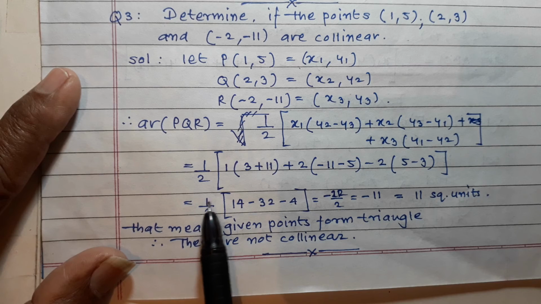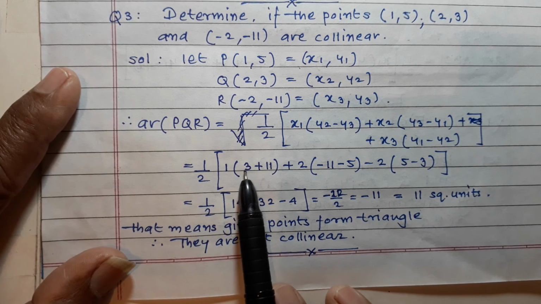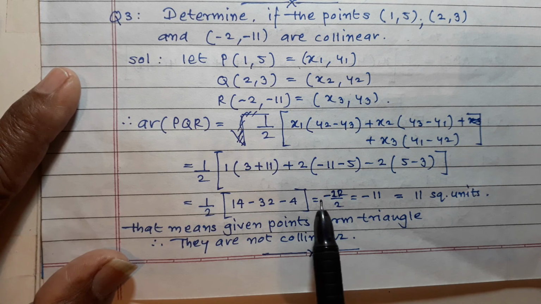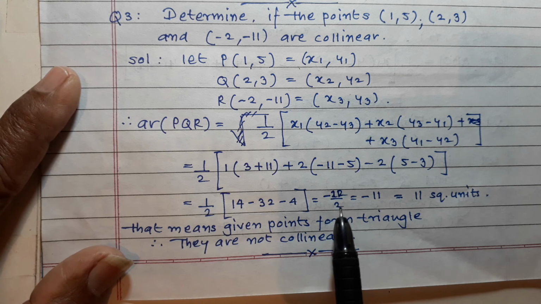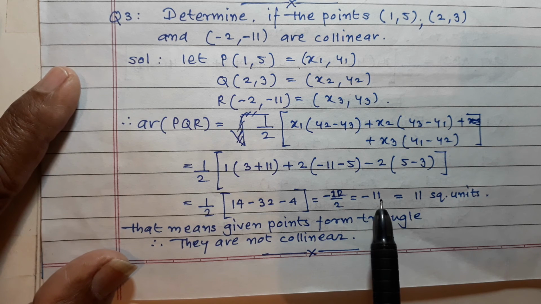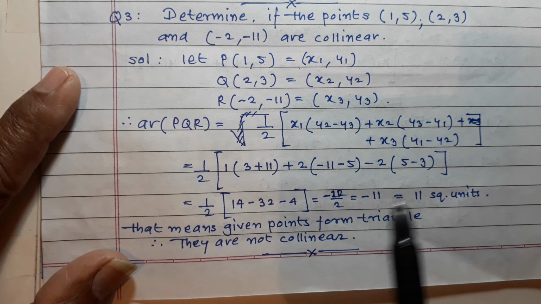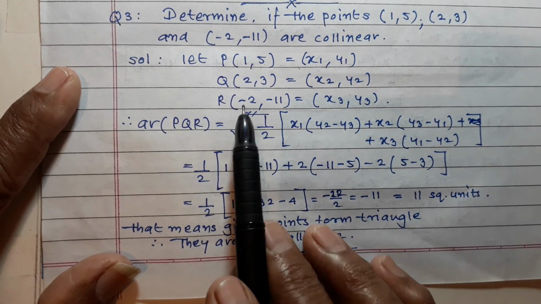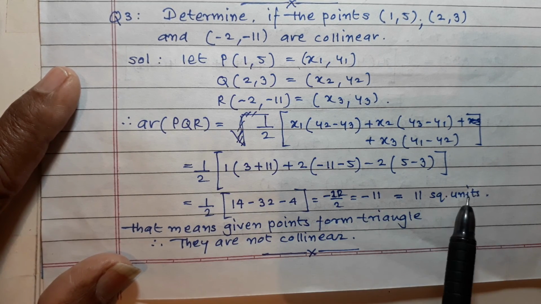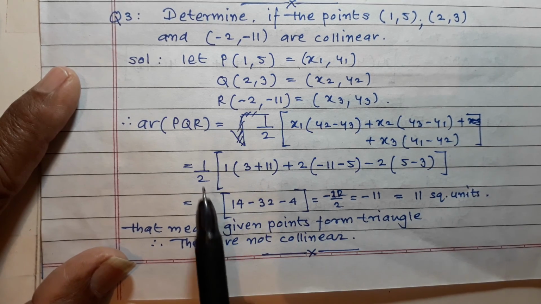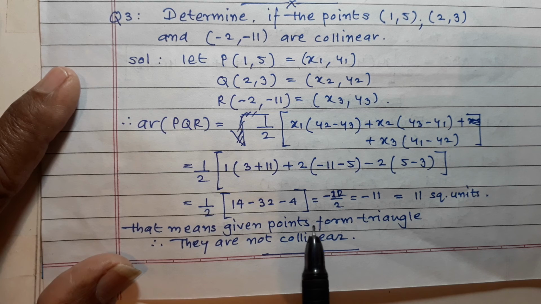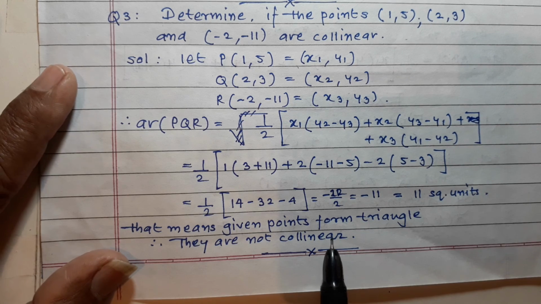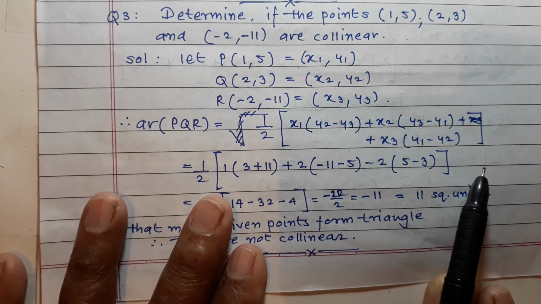If you simplify this, you will get 1 upon 2 into bracket 14 - 32 - 4. Simplify this, you will get -22 upon 2, which is equal to -11. So area of this triangle is equal to 11 square units. So these 3 points form an area. Area is there, and therefore they form a triangle, and that means the given points form a triangle, and therefore they are not collinear. Okay. Now today it is enough.